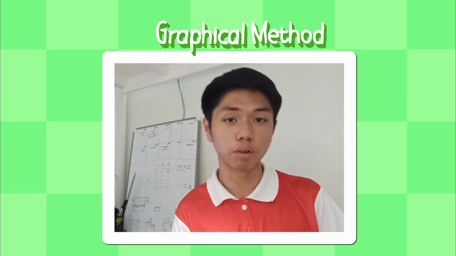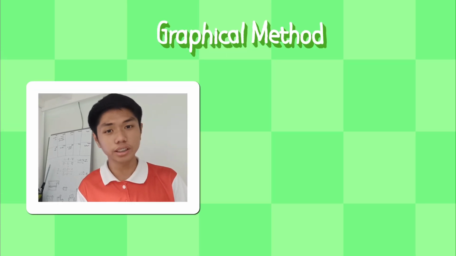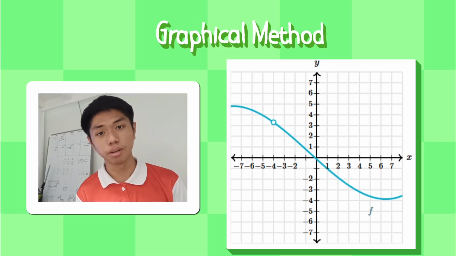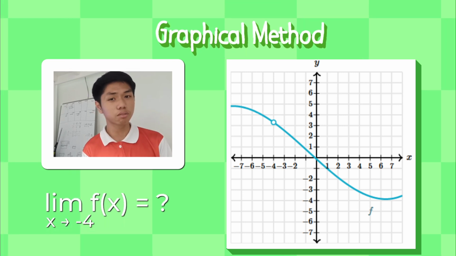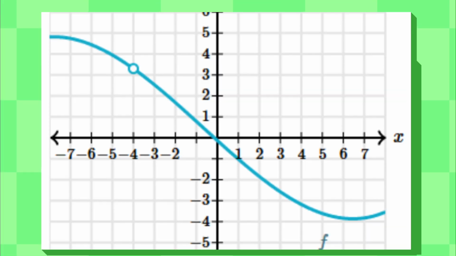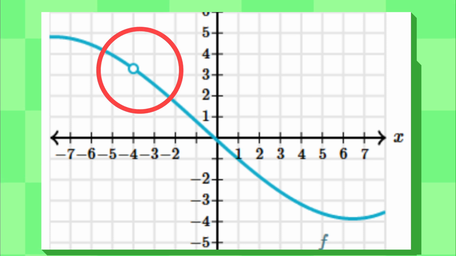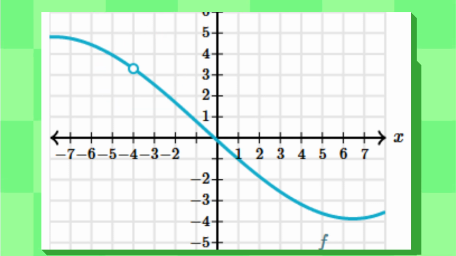This first method is helpful for estimating the limit just by looking at the graph of the function. If you look at this graph, can we figure out the limit of f of x as x approaches negative 4? We can see that the graph reaches this point on the y-axis from both sides, which seems to be just positive 3.